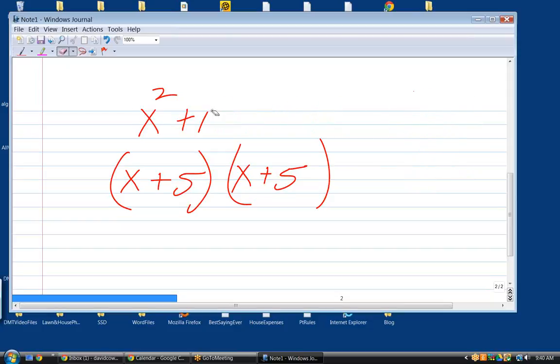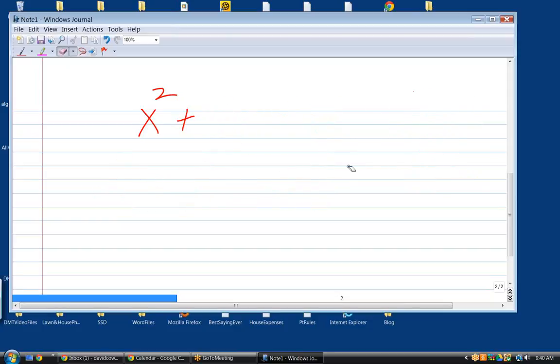Okay. Here's one that's a little different. Let's see if you can figure this one out.